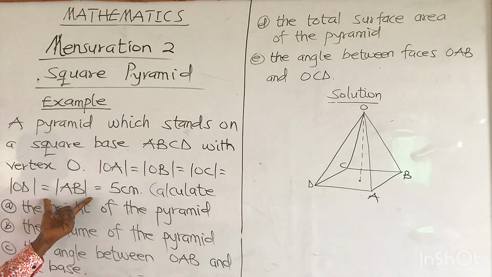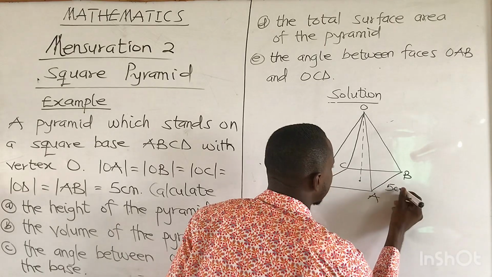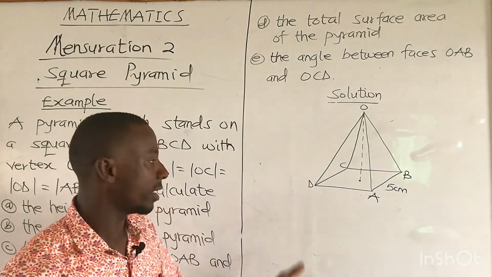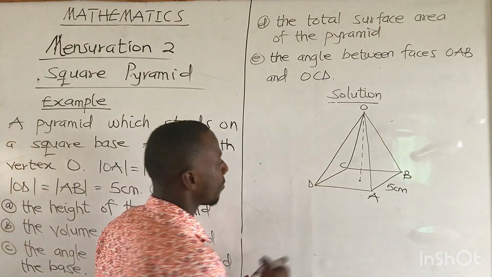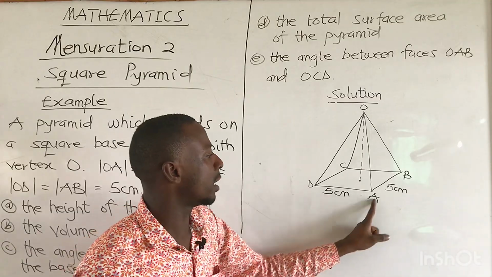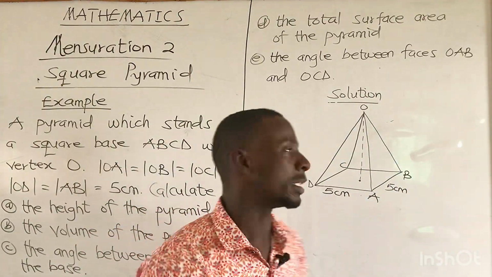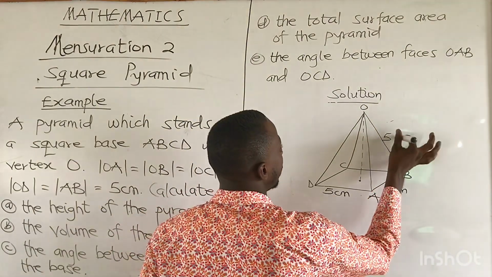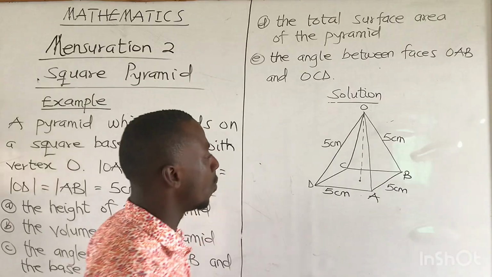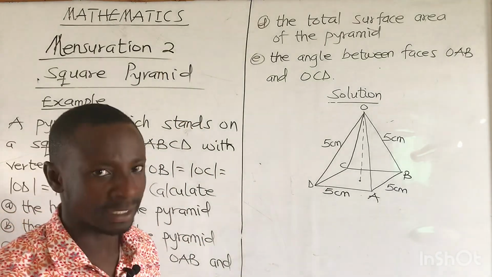And it is still equal to AB. So this is my AB. So this side is 5 centimeters. And because the base is in the form of a square, it means each side will be 5 centimeters. So meaning DA, AB, BC, CD, they are all 5 centimeters. And OB is equal to OD is equal to OA. It is still equal to OC. They are all 5 centimeters.